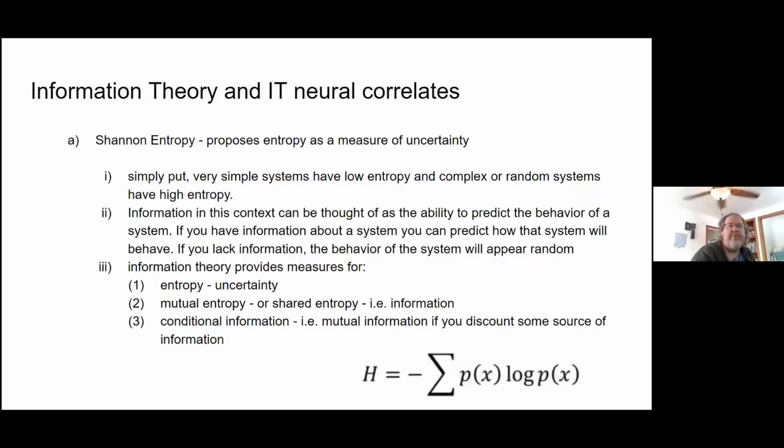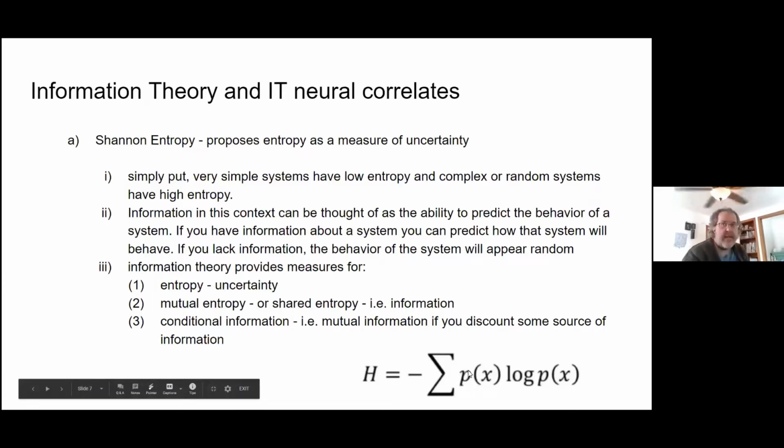Information theory provides measures for entropy, that's the uncertainty of the system; mutual entropy or shared entropy, which is the same thing as information, it's how much one system knows about another system; and conditional entropy, which is mutual entropy if you discount some source of entropy. And this formula down here on the bottom, this magical looking thing, is how you determine entropy. Everything is sort of based on doing this a lot.